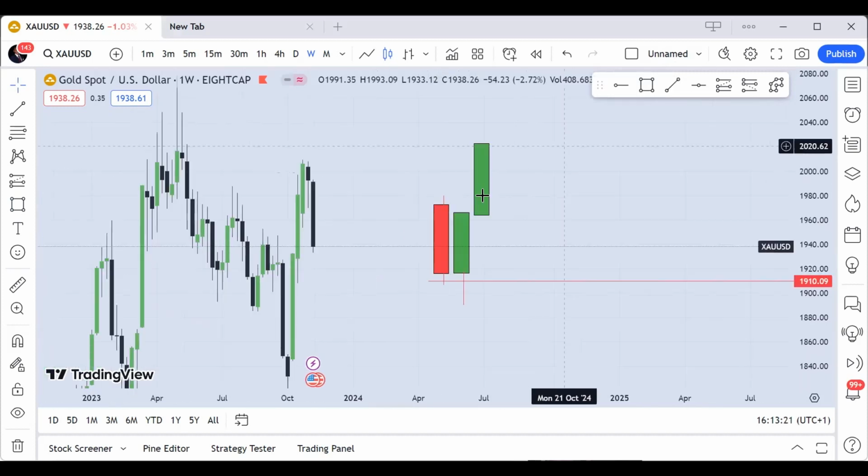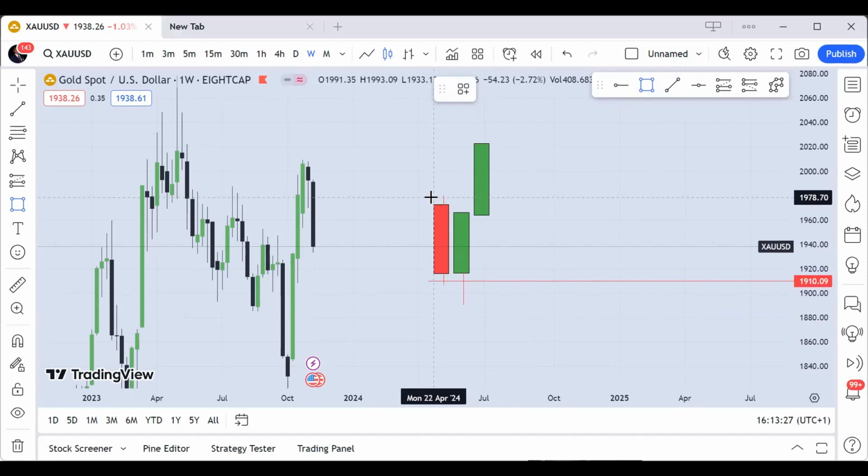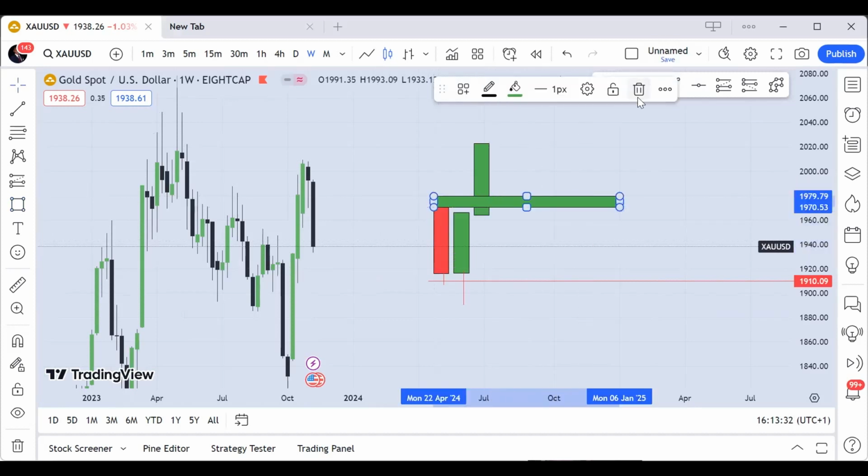This is still an engulfing. Are we together? Yes, we are together. So this is another type of engulfing.